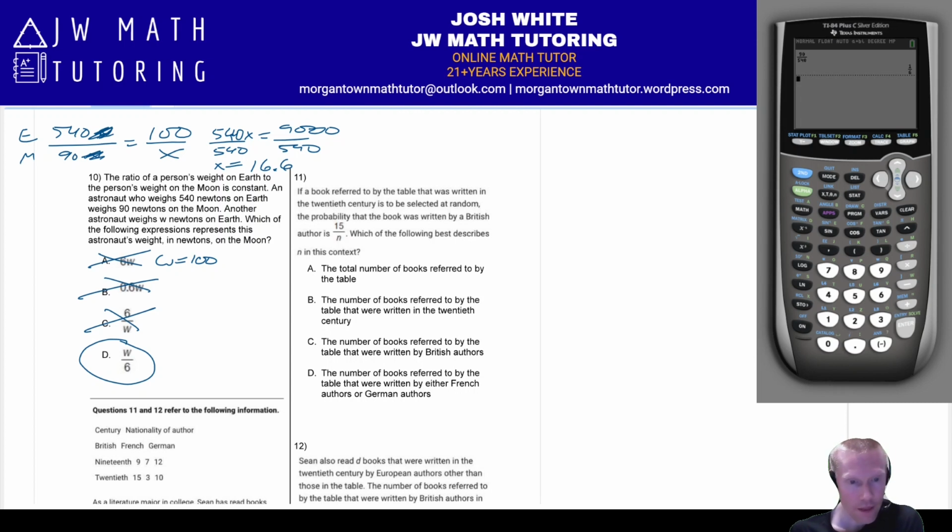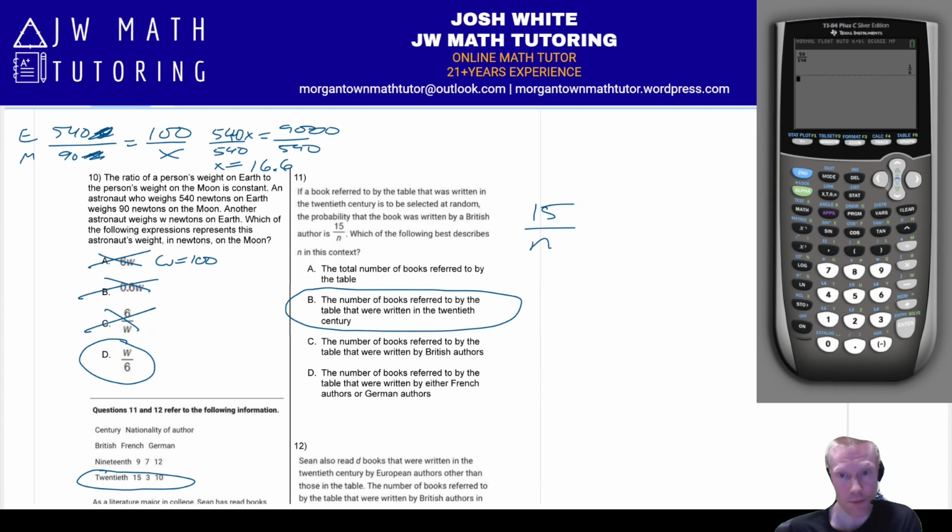So if you were looking at just these books and it said, what's the probability of selecting a British author? Well, it's the number of favorable outcomes, which is 15, over the total number of books, which would technically be, I guess, 28. So n here just represents the total number of books in the 20th century. Okay, it's not A because they tell us here we're only looking at books that were written in the 20th century in the problem. So that's why A is out.